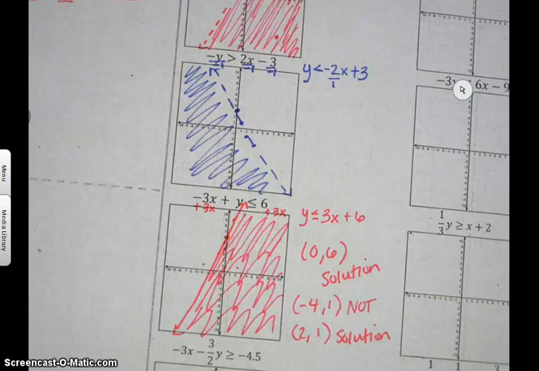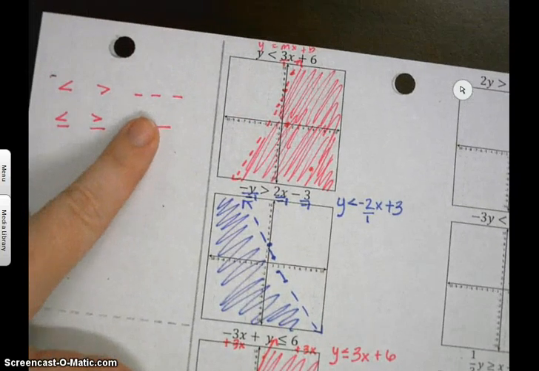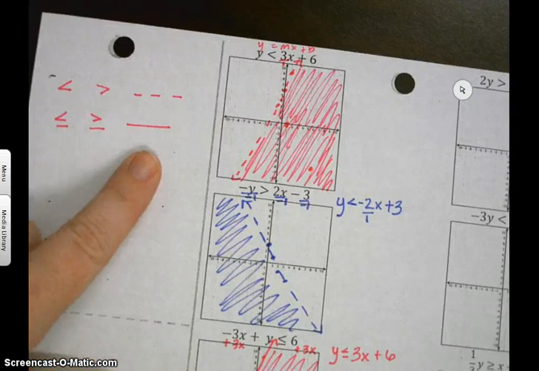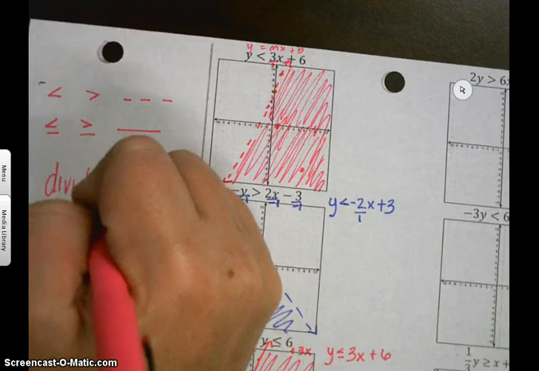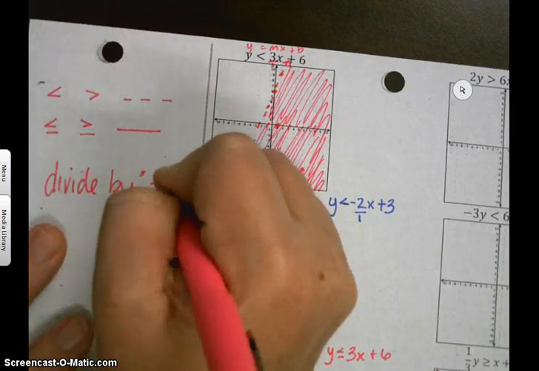The key to doing inequalities with two variables is remembering whether it's a dotted or a solid line. And then also, if I divide by a negative, I must flip the sign.